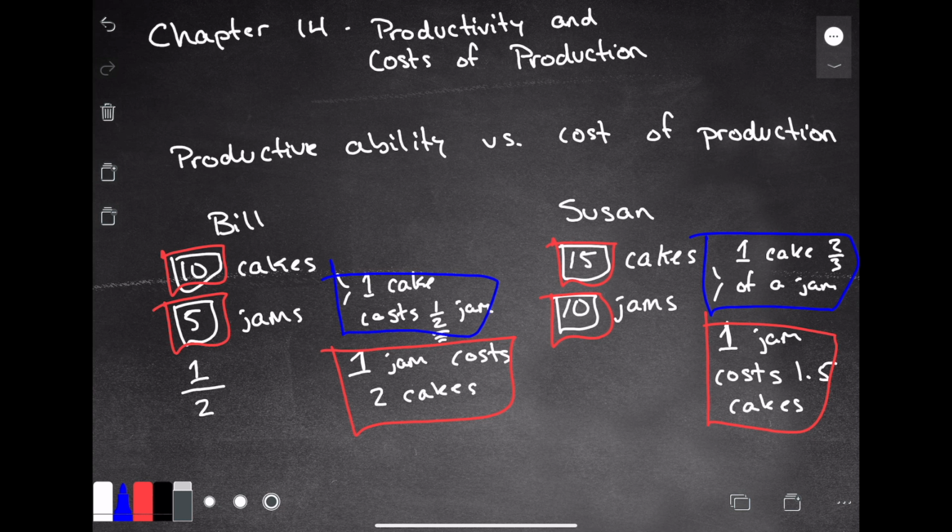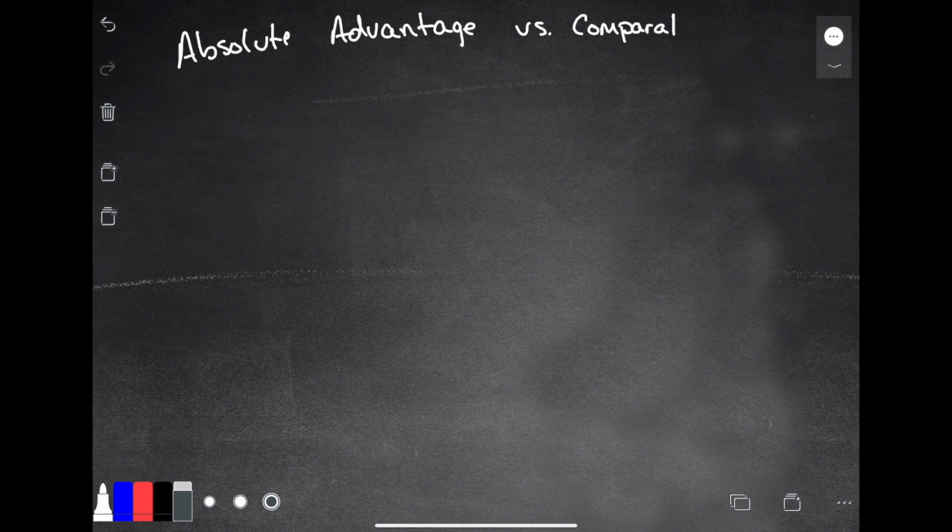Now, if you've taken a different economics course before, you've probably seen very similar things to this, and you've heard of them as absolute advantage and comparative advantage. And these are basically the same things here.